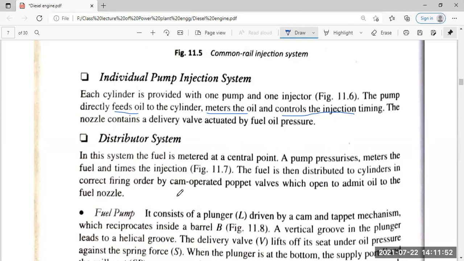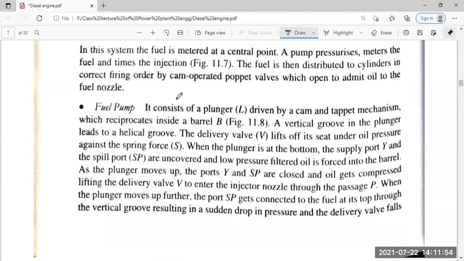Next comes the fuel pump. What are the constituents of the fuel pump itself? It consists of a plunger, a cylinder-like item of small thickness, which is driven by a cam.